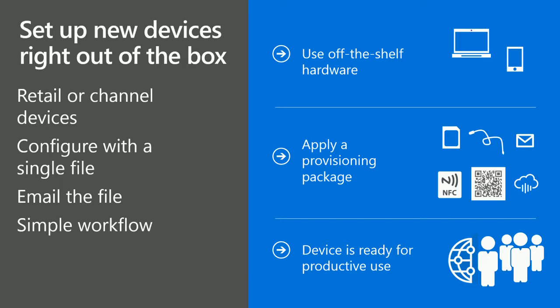Take that device, bring it into your environment, and you can basically apply one file to that. You can send that file out in a number of different ways: via email, through a USB stick, SD card, a number of different ways. You can send it down using an MDM tool as well. That one file contains the package of changes that you want to make to that device to make it fit into your environment.